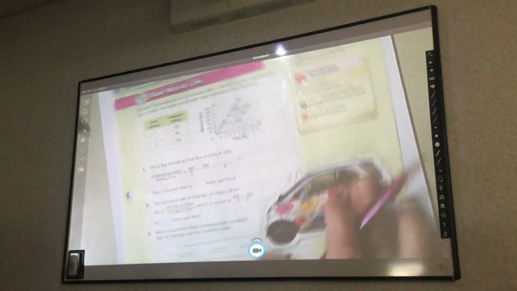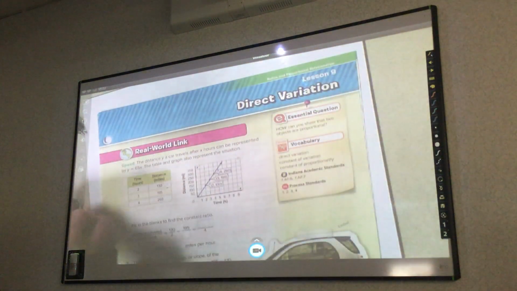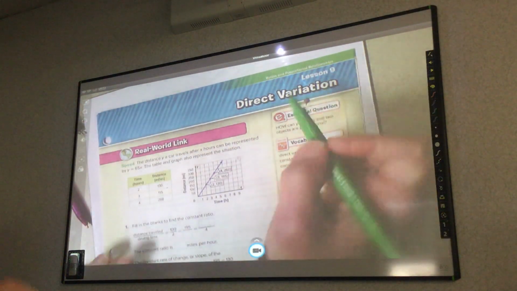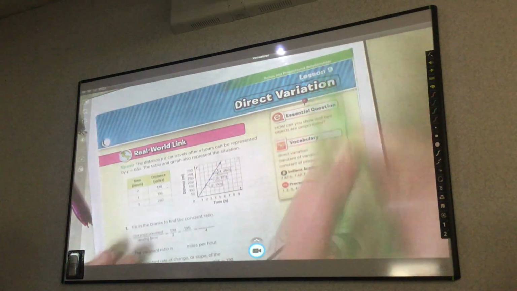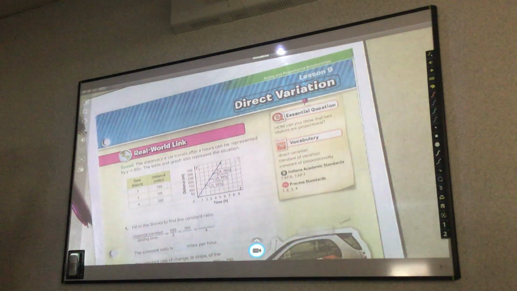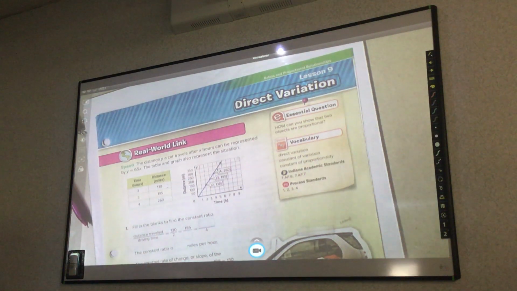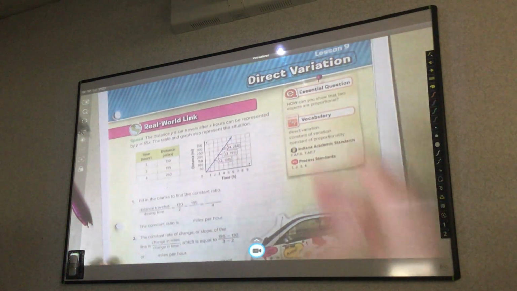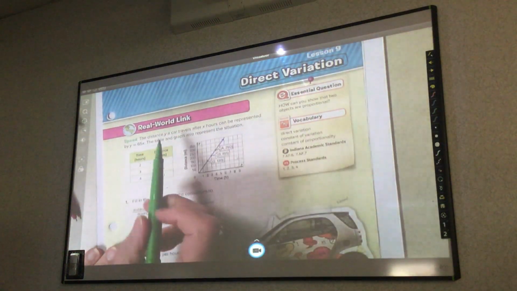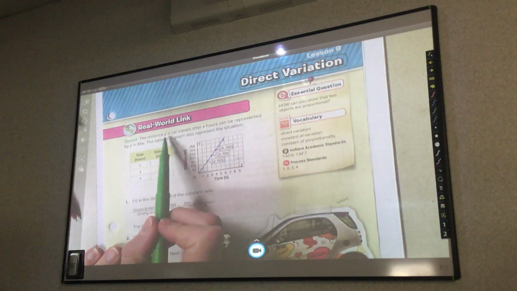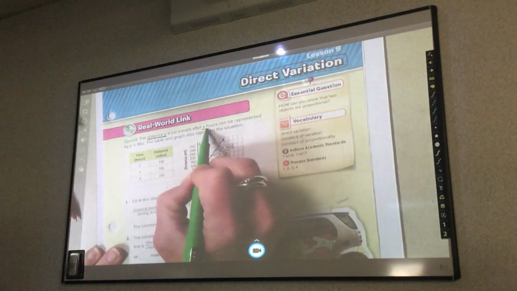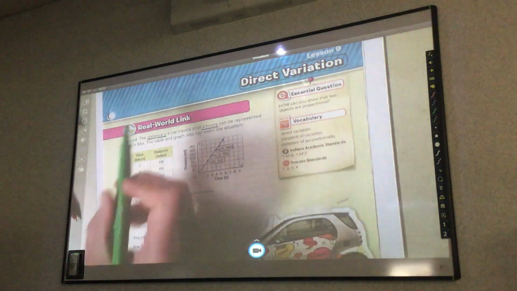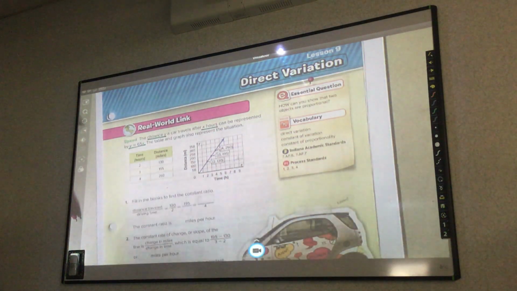Lesson 9, and the word here that's really big is direct variation. It sounds like, oh my gosh, how am I going to know how to do this? Once we go through this, you're going to find out that it's not as difficult as it sounds, and I've already gotten you used to doing things. It says the distance y a car travels after x hours can be represented by y equals 65 times x.